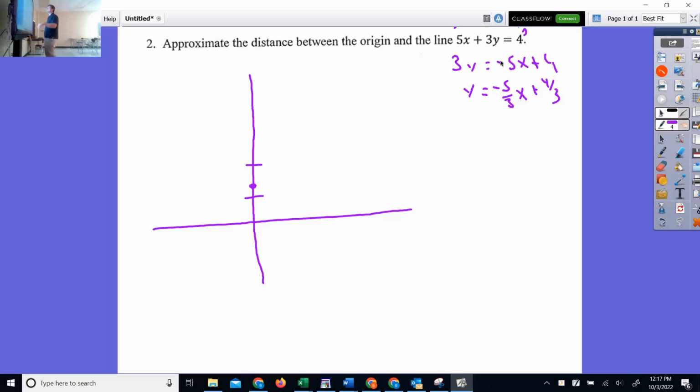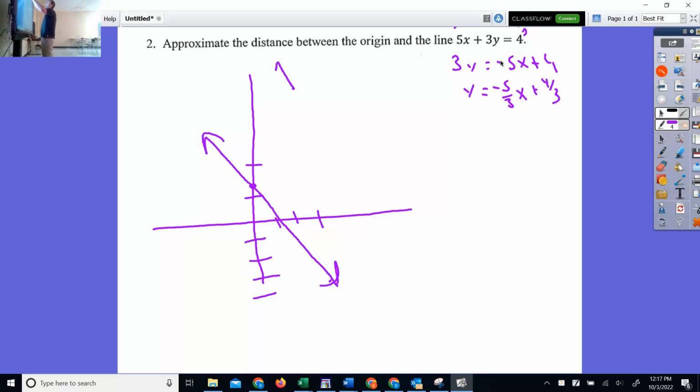And from there it falls 5, runs 3. Falls 5, 1, 2, 3, 4, 5. Run 3 right. It doesn't even have to be perfect. The whole point of this is so you actually see what's going on. You're supposed to find the distance between this and the origin.